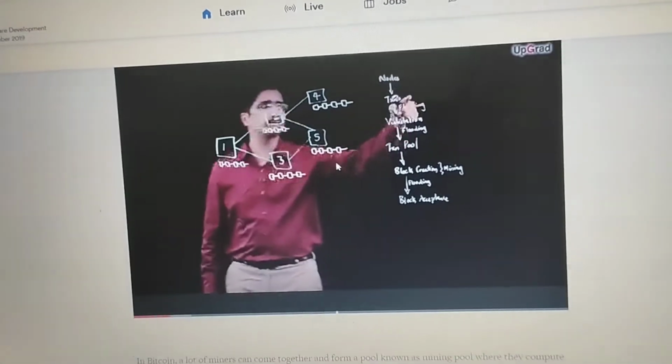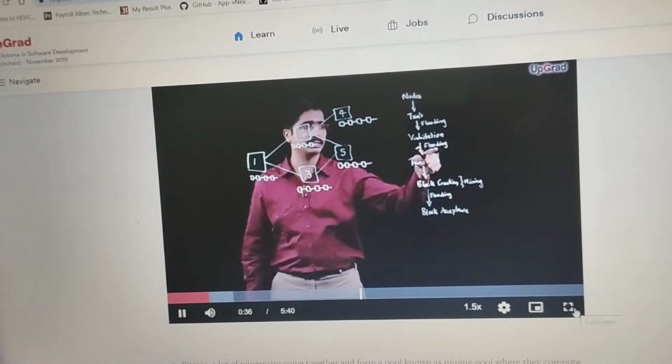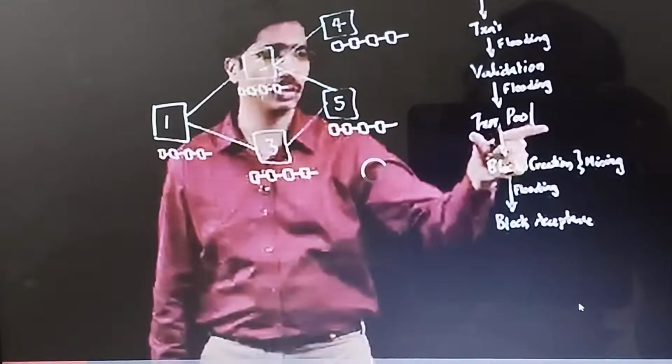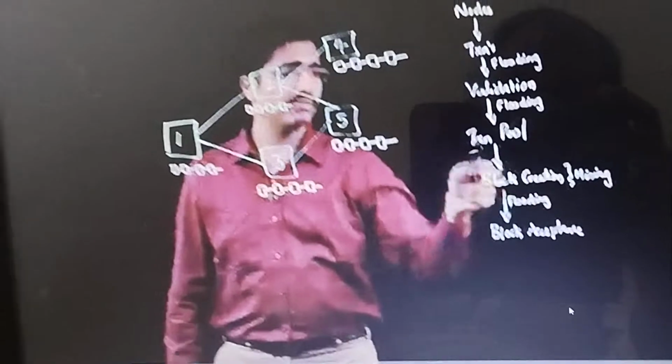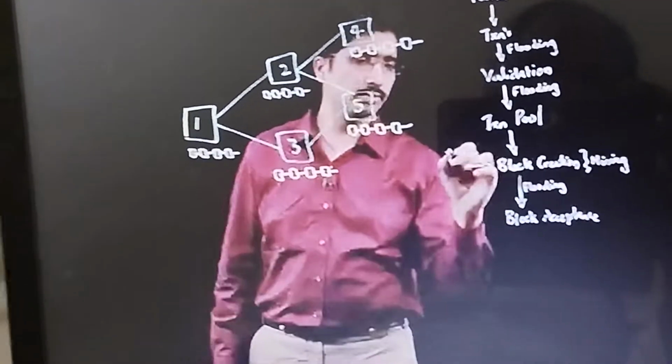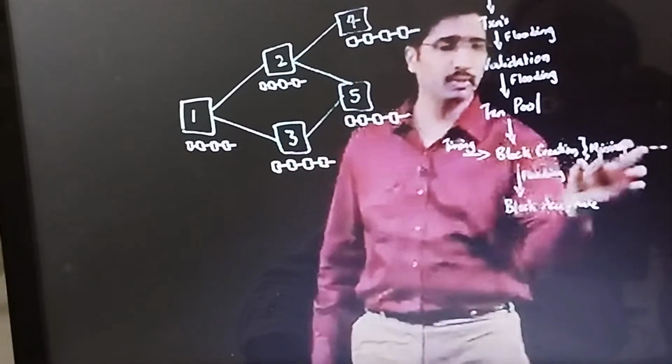So you have nodes which do transactions. A transaction gets flooded in the network, which gets validated. If it is a valid transaction, it again gets flooded and it gets added to the transaction pool. And after a set period of time, based on certain timing which is set in the network, for the Bitcoin blockchain it is 10 minutes, block creation happens through a process called mining.